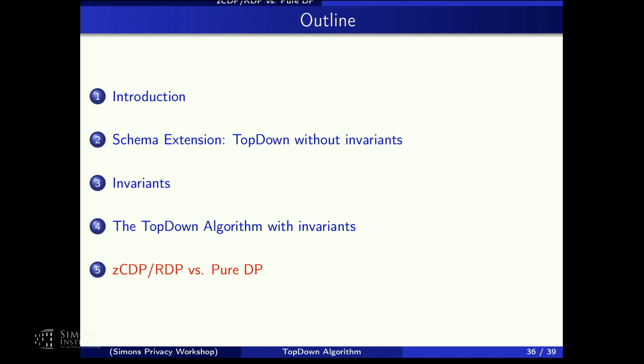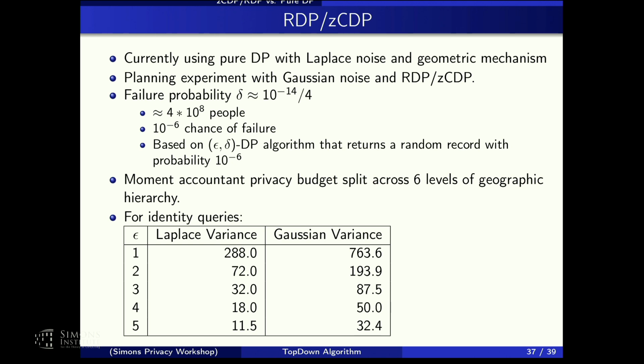All right. So there have been some questions about why we are using pure differential privacy rather than concentrated or any other differential privacy. That is a good question. There are some technical issues and some policy issues that make it a little bit hard, but we are planning to explore it.